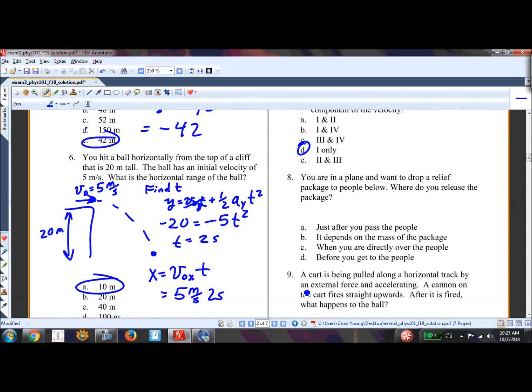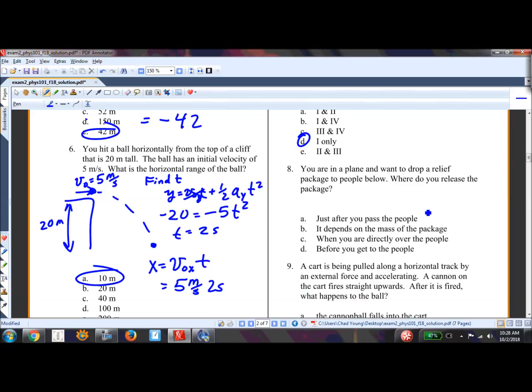You're in a plane and want to drop a relief package to people below. When do you release the package? All right, well, here's the people. Here's the plane. If you want to drop a package, you better drop it right here, because the package will follow a path just like that. And in fact, when the package reaches the people, the plane will be right here.